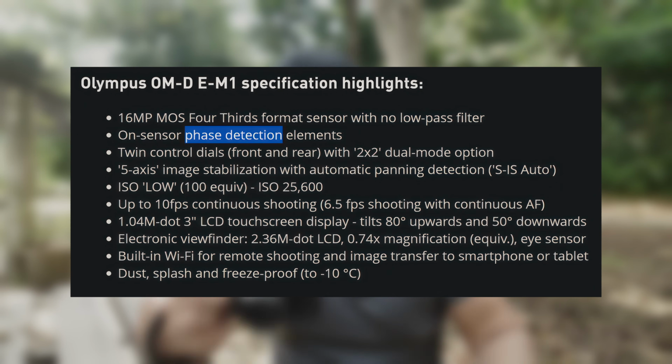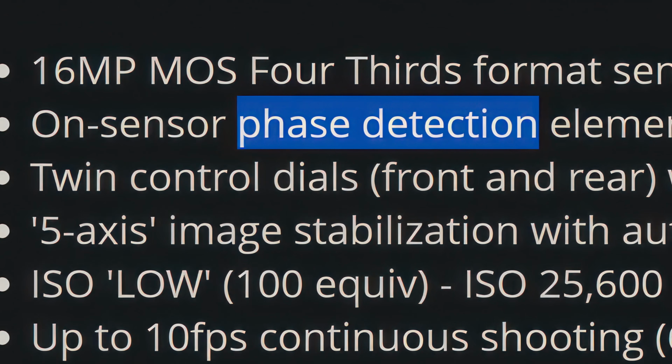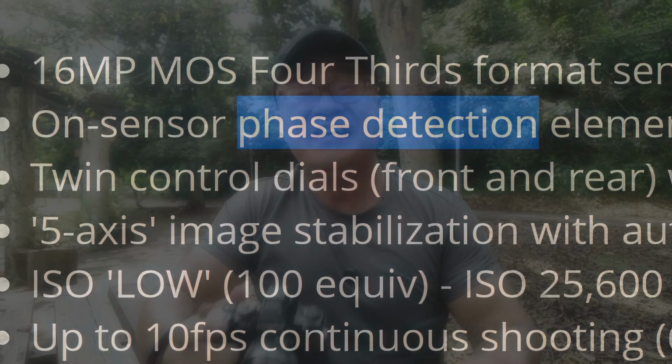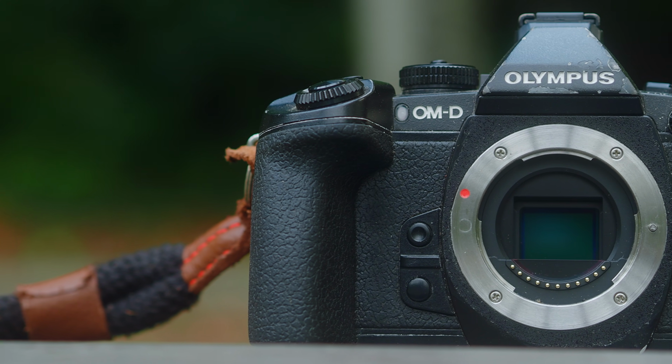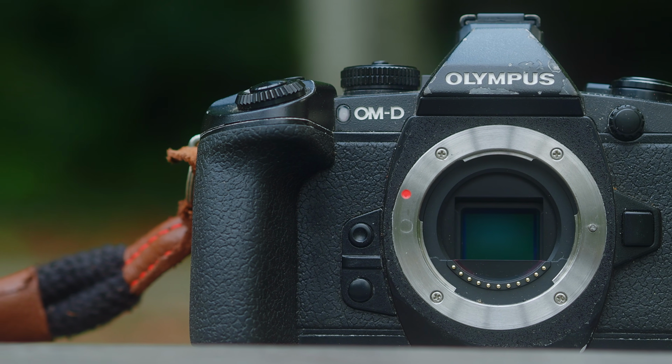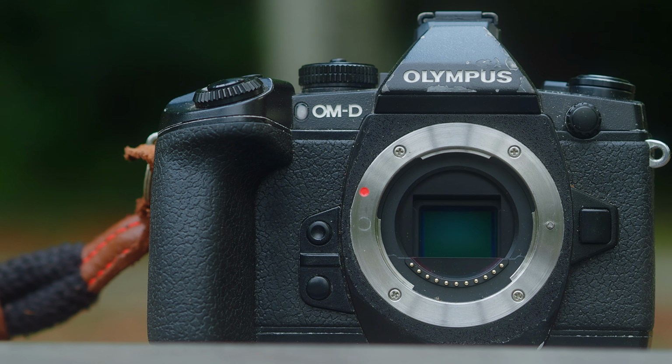Now, the E-M1 also features some upgrades when it comes to autofocus. While the performance is very similar to the E-M5 in terms of speed and accuracy, it has phase detection built onto the image sensor, which allows the autofocus to be much more efficient when it comes to tracking moving subjects, or if you want to adapt older DSLR lenses from the Olympus E-System days.